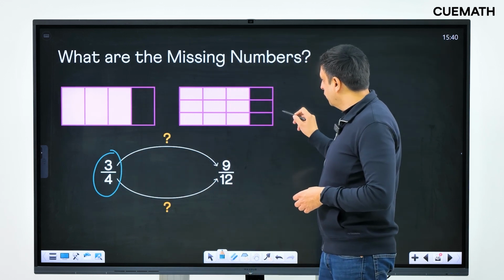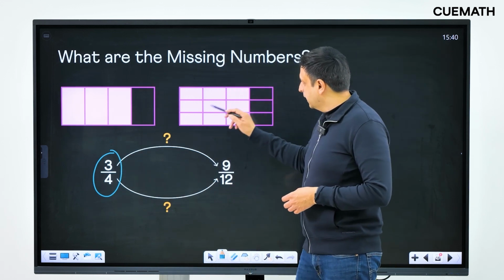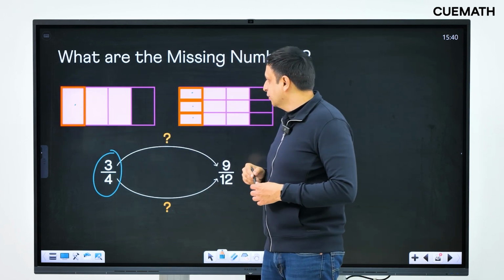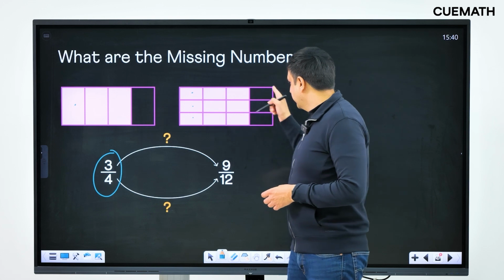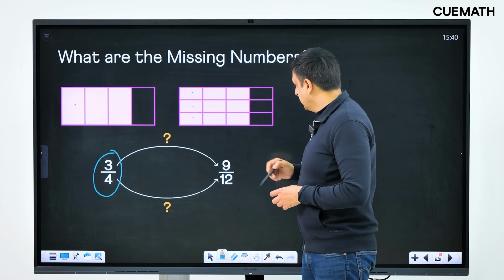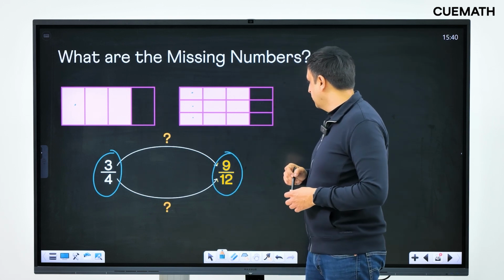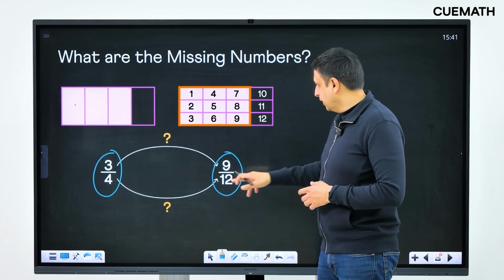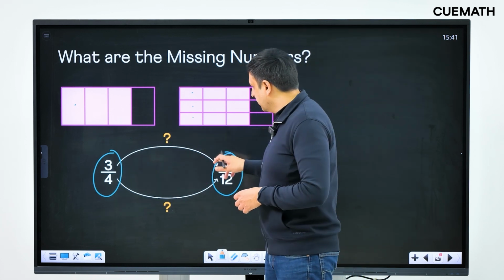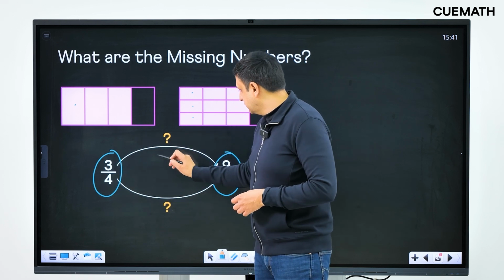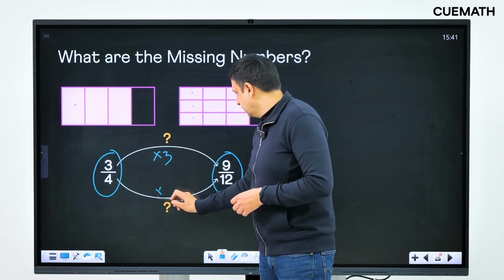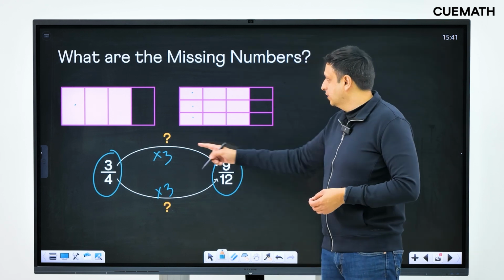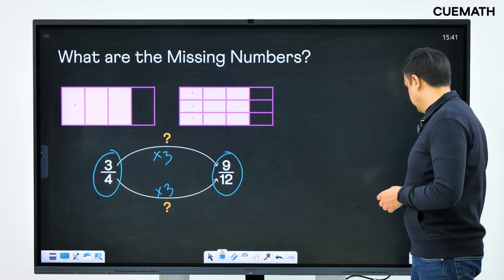Now what is happening over here? You can see that each of the parts here, for example, this part has been divided further into 3 equal parts, and therefore we get this equivalent fraction here, which is 9 over 12, because now we have 12 equal parts and 9 of them are shaded, so 9 over 12. So what is really happening here? We are multiplying the numerator by 3 and we are also multiplying the denominator by 3 to get this new equivalent fraction, 9 over 12. So the missing numbers here are 3.